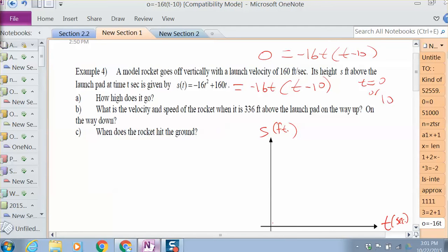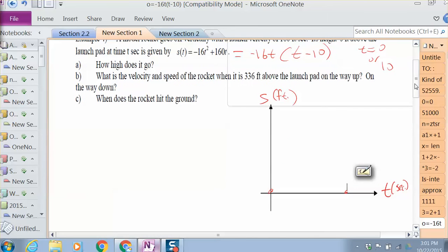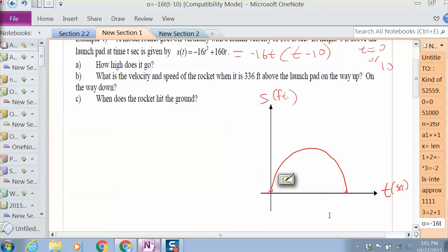So we see that it crosses the x-axis at these two locations. And because it's a parabola that opens down, this is the shape of the curve. So this is the path basically that the rocket will follow, where that's 0 and that's 10. So you're asked to determine how high does it go. Well, of course, this is the peak. We're not quite sure what the coordinates are just yet.